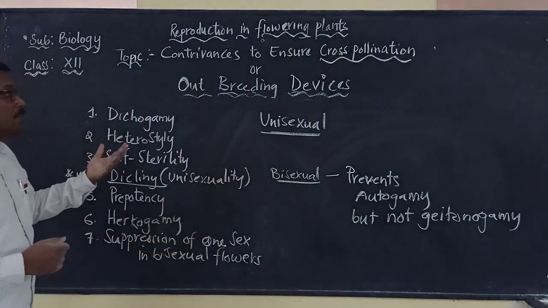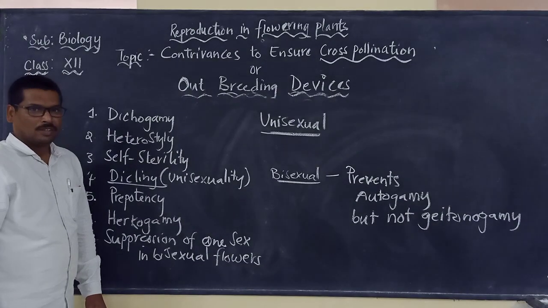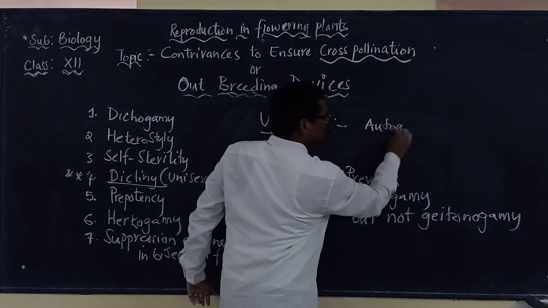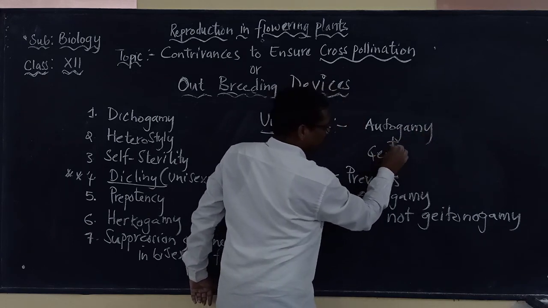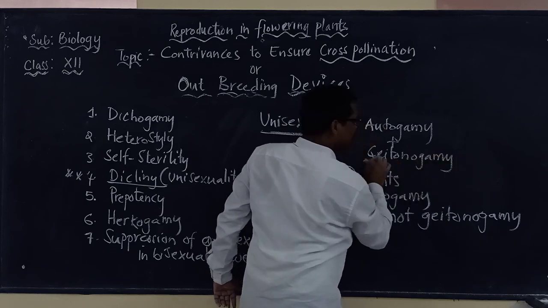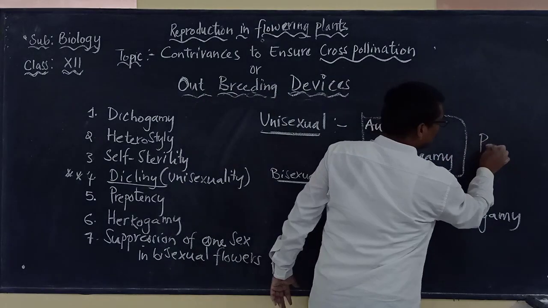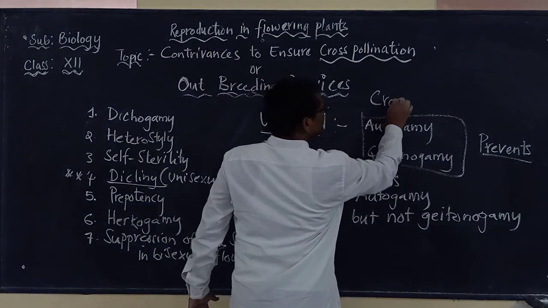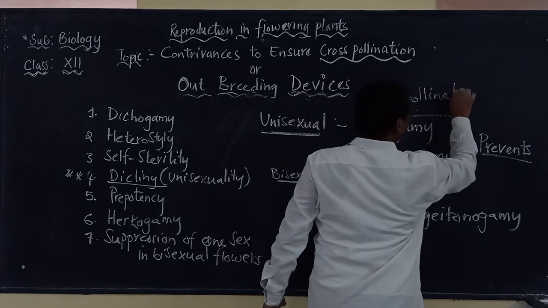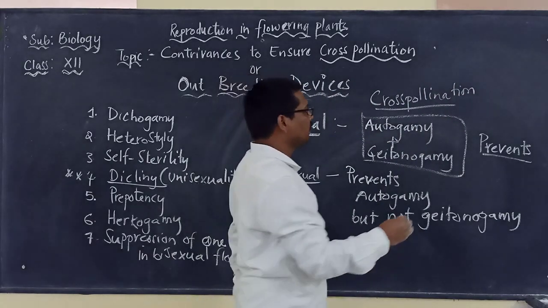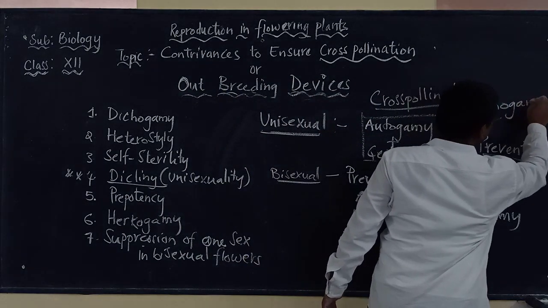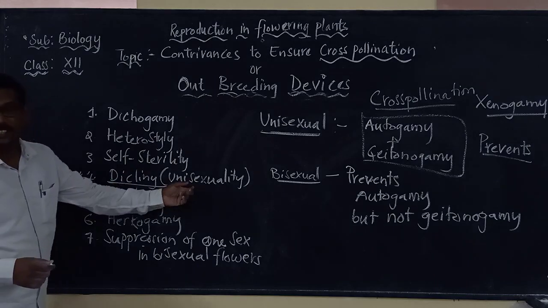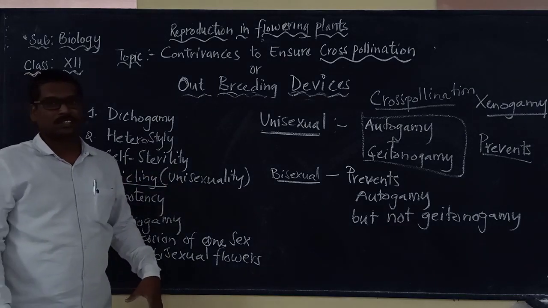Here we have to remember another point: in unisexual flowers, both autogamy and geitonogamy are prevented. Both will not take place. Then how will pollination take place? Compulsorily it should be only through cross-pollination, which we call xenogamy. This is also an important point to keep in mind, as we get confused when discussing dicliny and unisexuality. Please remember all this.